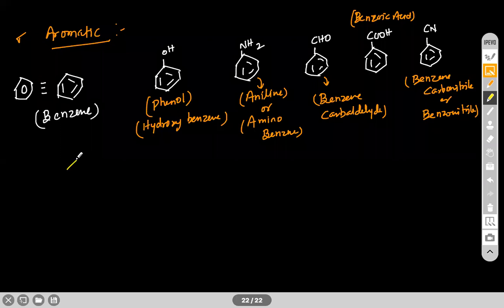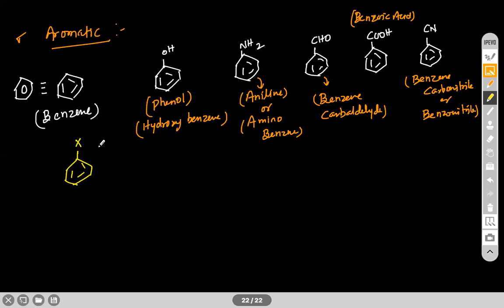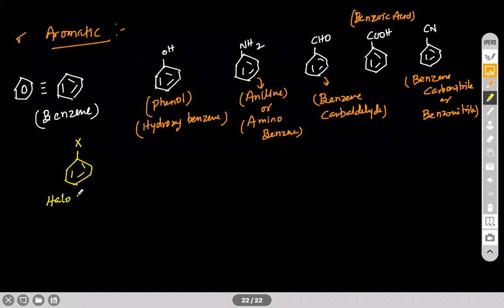Now, if you have this benzene ring and one halogen atom X attached to this ring, it is halobenzene, and we also call it aryl halide.